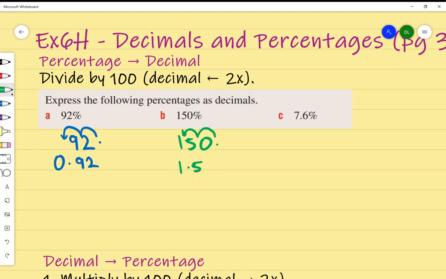So you can see that if the percentage is over 100%, we get a number that's over 1, so like 1 point something or 2 point something. But if it's less than 100%, so 92% for example, then it's going to be less than 1. Finally, I have 7.6%, a very small number. We already know where the decimal place is. I'm going to move it how many times to the left? 2 times. And what's my new number?